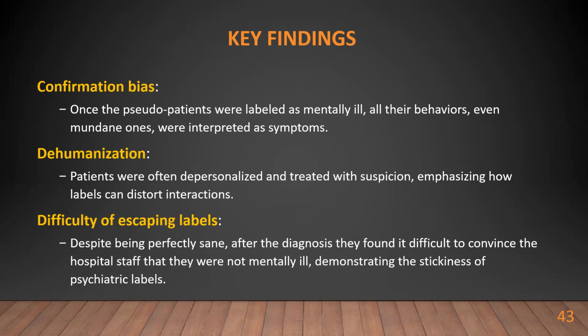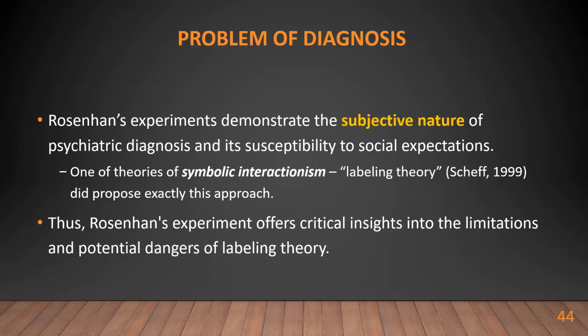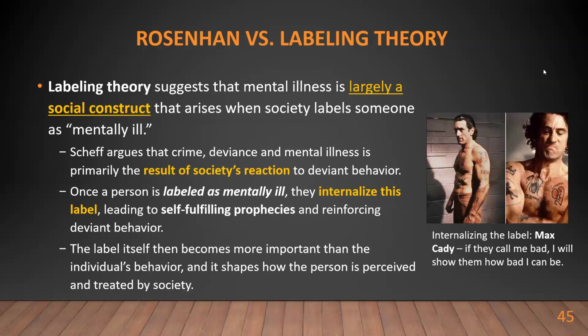So it would make sense to compare Rosenhan's experiment to the labeling theory, which we will do. Rosenhan's experiment demonstrates the subjective nature of psychiatric diagnosis and its susceptibility to social expectations. And one of the theories, symbolic interactionism, a labeling theory, did propose exactly this approach, that psychiatric diagnosis is to be made on the observation. So Rosenhan's experiment offers critical insights into the limitations and potential dangers of this theory. So let's recap what labeling theory actually says.